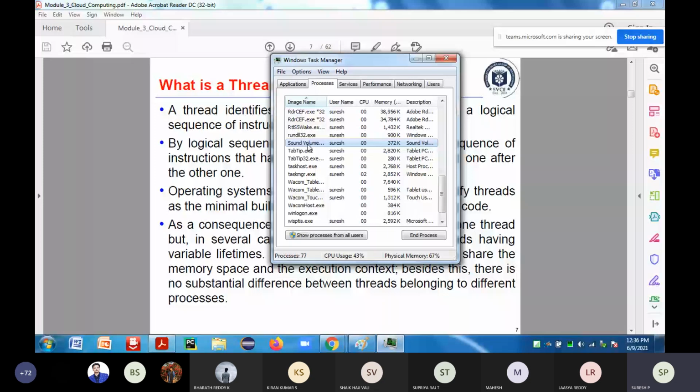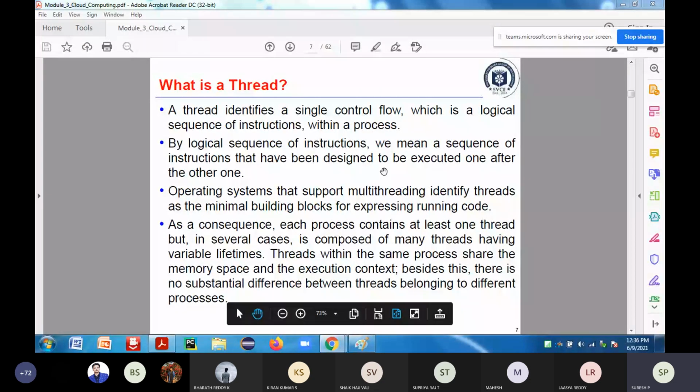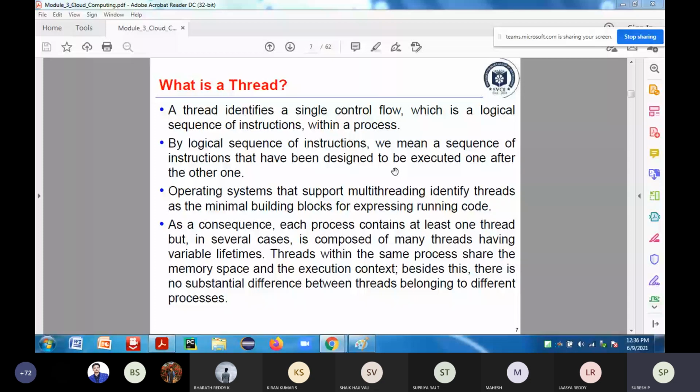Now when it comes to the thread, what is it? A thread identifies a single flow of execution. By logical sequence of instructions, we mean a single sequence of instructions that has been designed to be executed one after the other. So a thread identifies a single control flow. It represents the logical sequence of instructions within a process. You have the process, and a process is nothing but a program in execution.